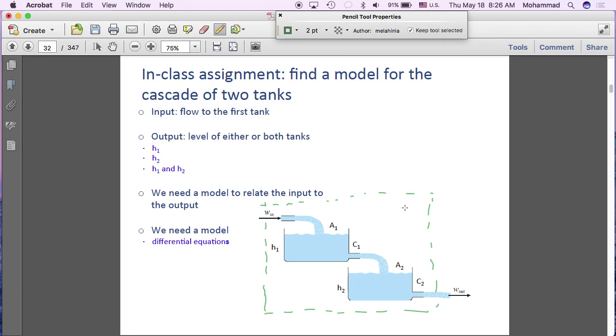Then in that scenario, with that purpose, only H2 would be your output. If you remember, we said output is either the state variable or a subset of state variables. In this case, we have two state variables, and depending on the purpose of modeling, either the output would be both or one of these two state variables.